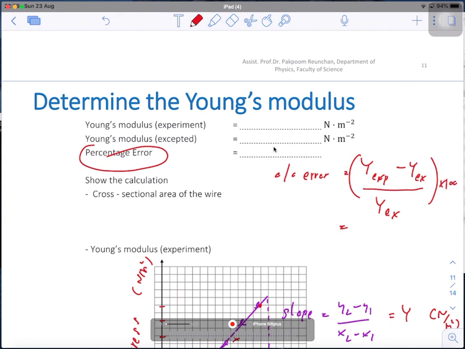Okay, so please show the calculation for the cross-sectional area of the wire. So it's πd squared over 4, right? So please substitute the numbers and calculate it. Okay, that's all.